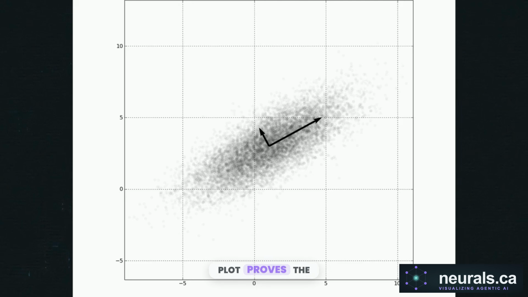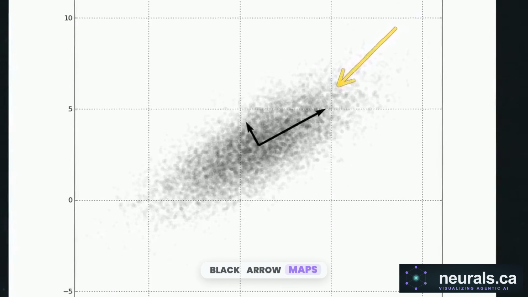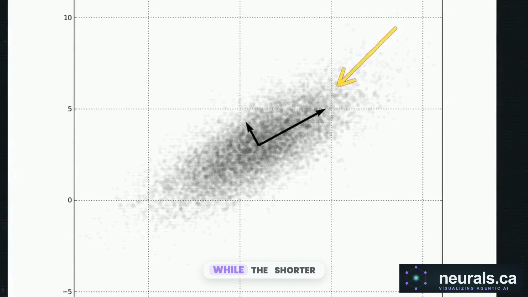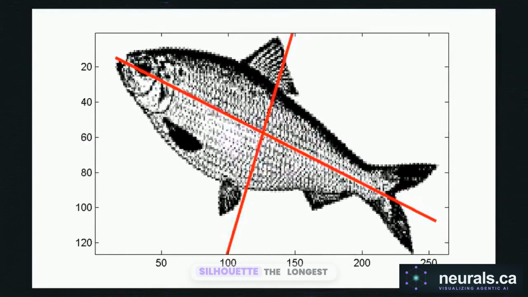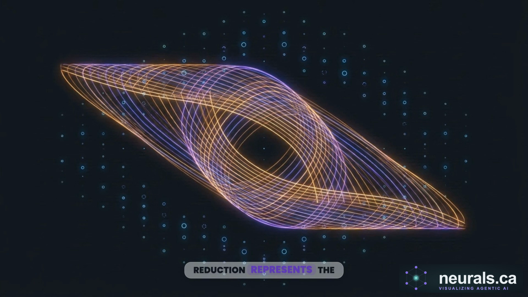This scatter plot proves the concept on a noisy distribution of numbers. The dominant black arrow maps the primary direction of the data, while the shorter arrow captures the remaining perpendicular spread. We can run this exact mathematical concept on a physical shape to see how it operates. When mapping the principal axes onto this fish silhouette, the longest line runs exactly nose to tail. The secondary axis cuts straight across the body. Dimensionality reduction represents the literal, physical act of finding the true shape of the data and rotating our perspective to match it.